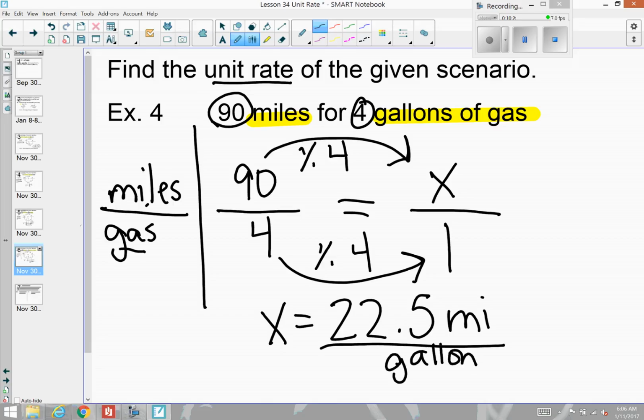I wonder if that's in the city, driving in town, or driving on the highway. Interesting. As you get older, you'll be wanting to know about how many miles you can get per gallon on the cars that you'll be driving.